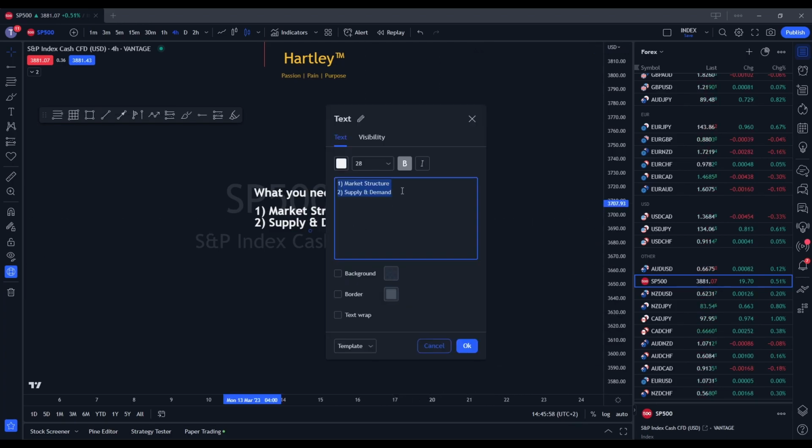Supply and demand can also be known as the exchange of hands. So in some strategies, people will refer to supply and demand as the exchange of hands.